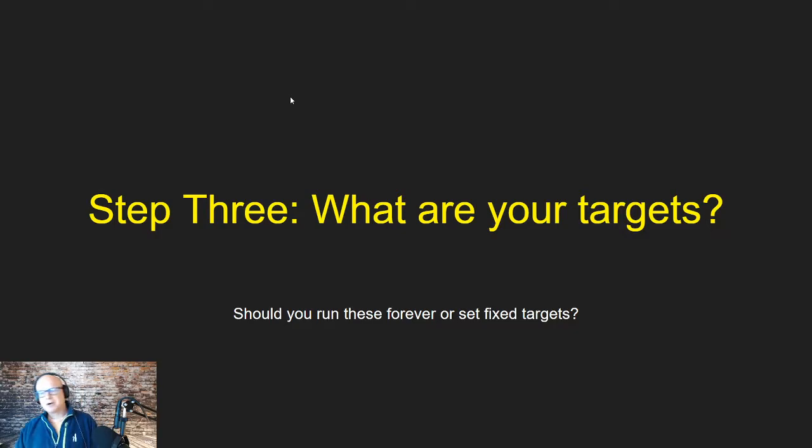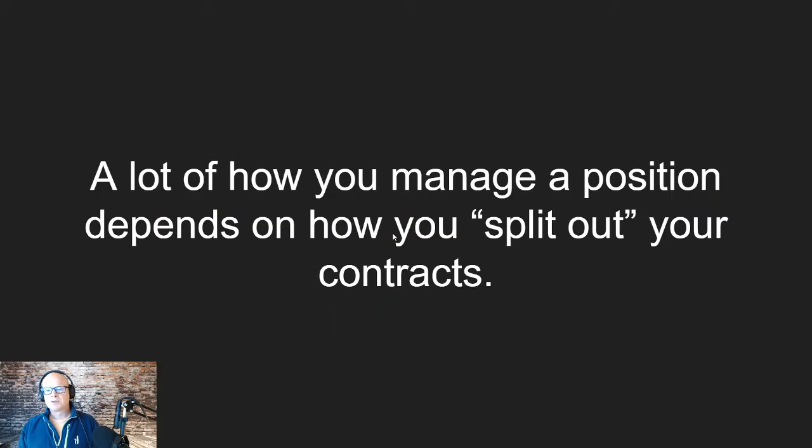So what are your targets for what you want? Now, I trade mostly the equity index markets. I'll have fixed targets depending on the volatility. I'll try to get risk out, and then I'll try to run a contract as far as I can within a certain range. But I have to be smart about that. I can't be sitting there looking for a 40-point move if the market's only giving me a 10 to 15-point swing. So a lot of how you manage a position depends on how you split out your contract.